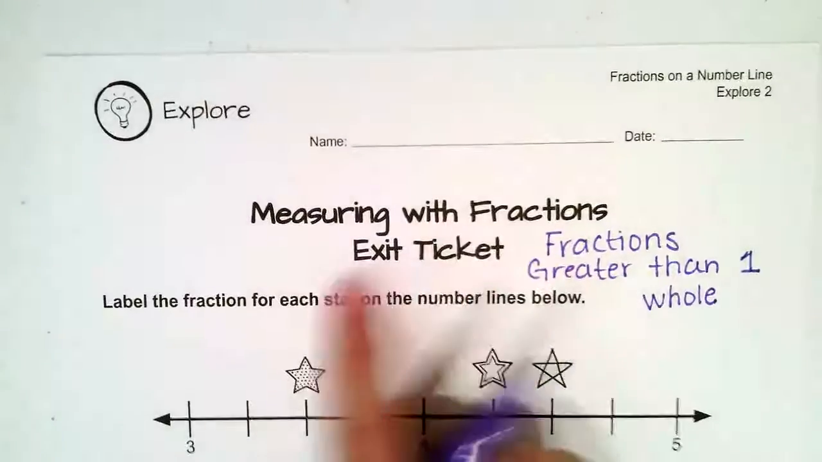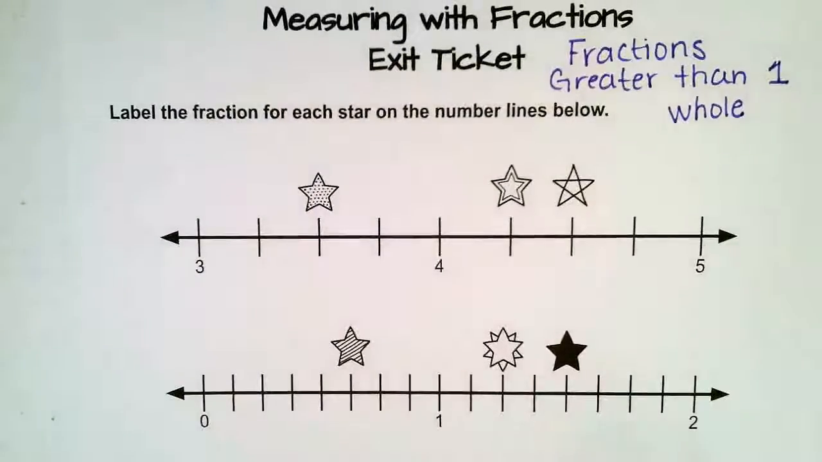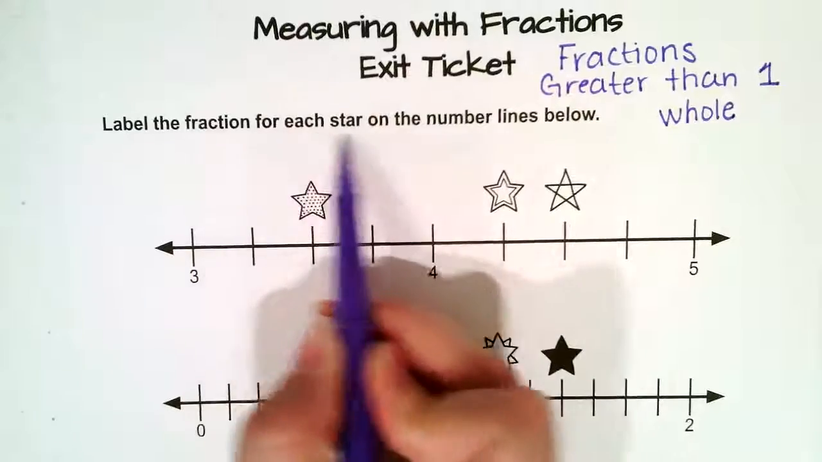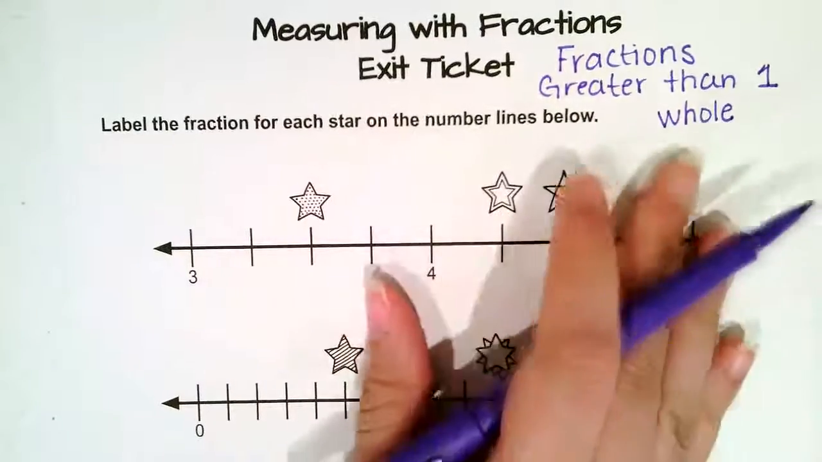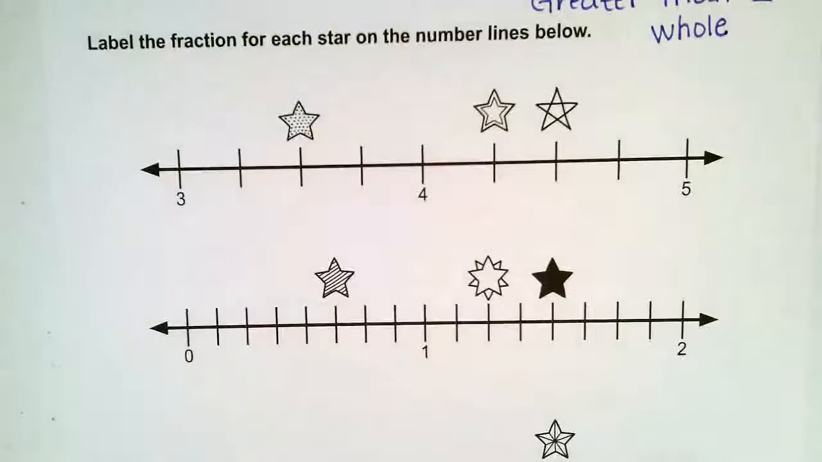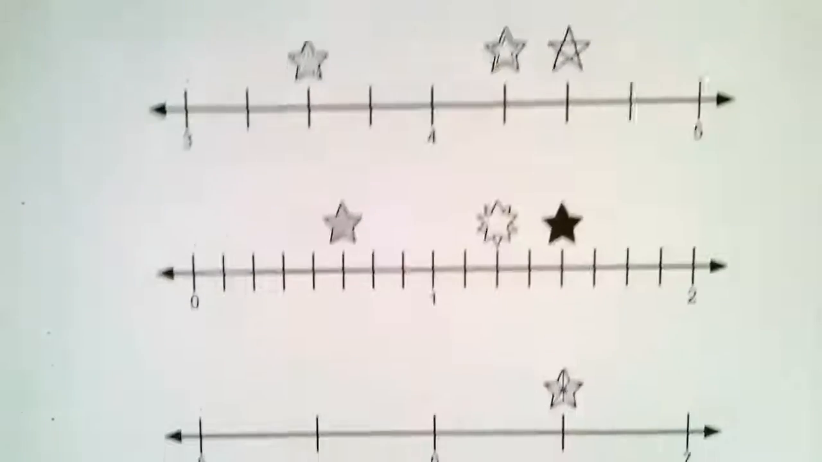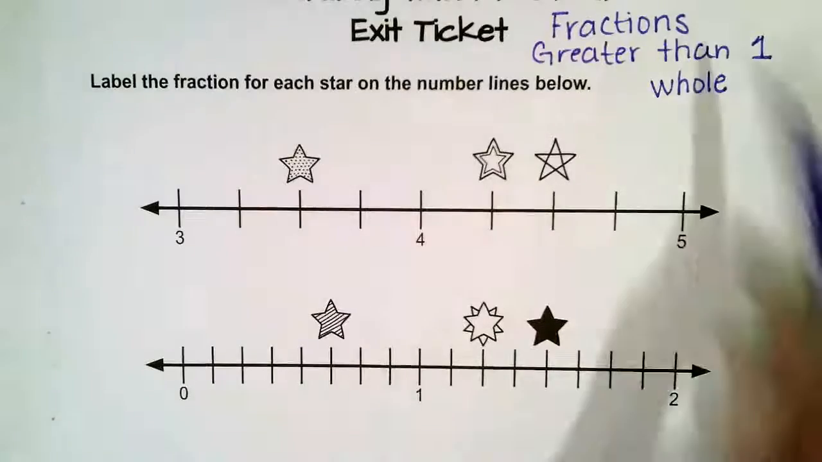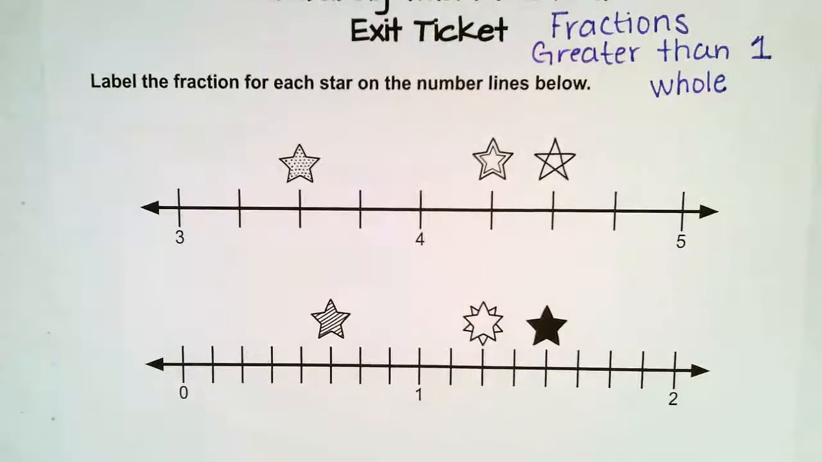It says measuring with fractions exit ticket. It looks like this. It has number lines and some stars. And it's telling us to label fractions for each star on the number line below. Now, the first thing I want you to notice is that not all of our number lines start at 0 and end at 1. Because remember, we're going greater than one whole.